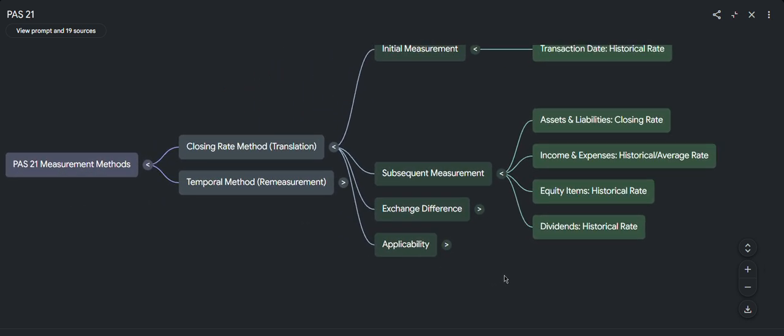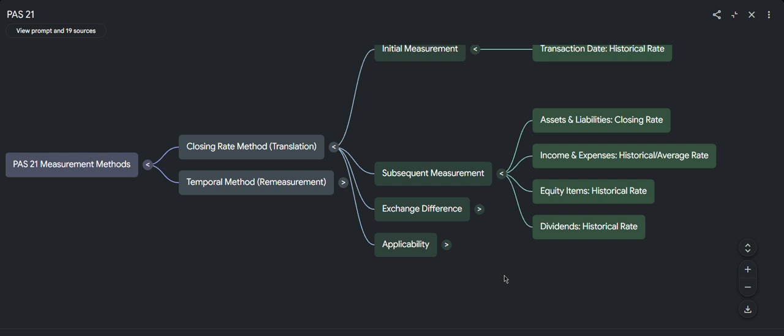Why? Accordingly, under the subsequent measurement of the closing rate method, its assets and liabilities are all recorded using the closing rate. Again, its assets and liabilities are all recorded using its closing rate. Its income and expenses are recorded at historical or at average rate if it is more practicable. Equity items are measured using historical rate. The dividends are recorded at historical rate, usually the date of payment of the dividend.